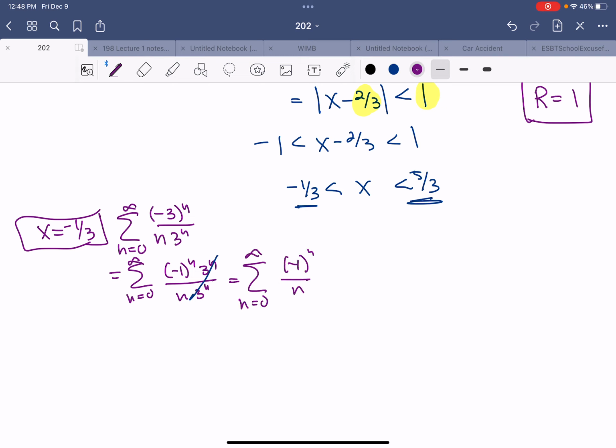This is the alternating harmonic series. If you check the alternating series test, this one converges. So we're going to include the −1/3.